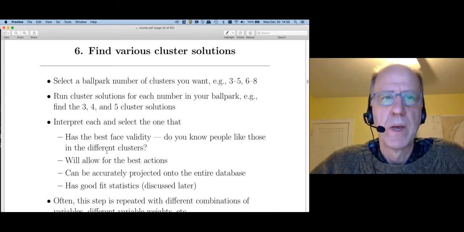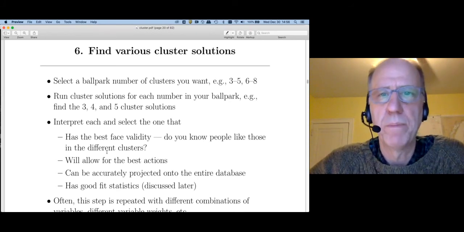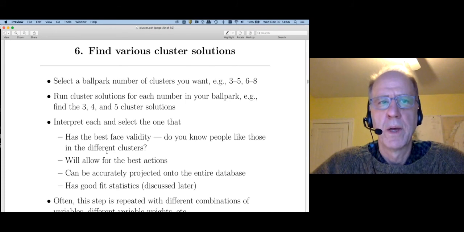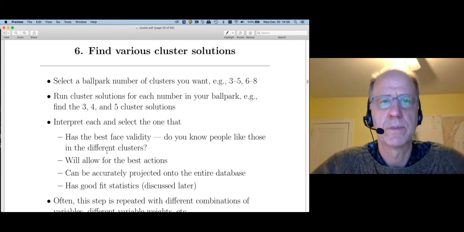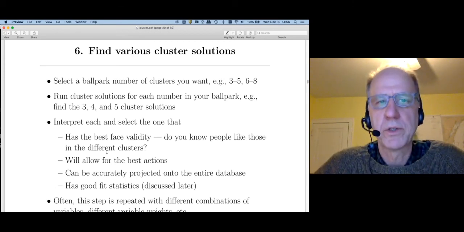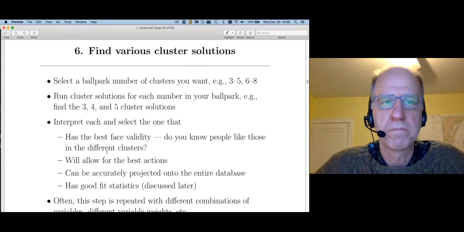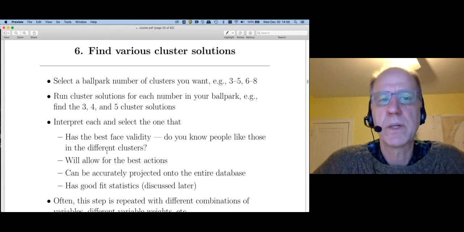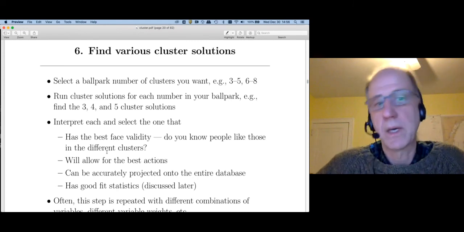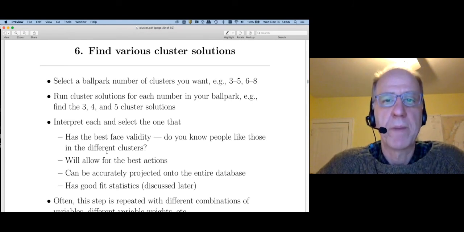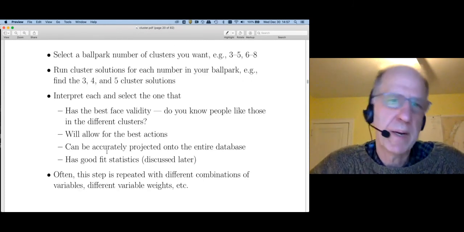Keep it small. Now, once you've established this ballpark number of clusters, go off and find different cluster solutions with those numbers of clusters. So I could find the 3-cluster solution with k-means, then also the three cluster Gaussian mixture and the 3-cluster Ward's method. Then I could do the same for 4 and 5 and compare them. So how do I compare them?